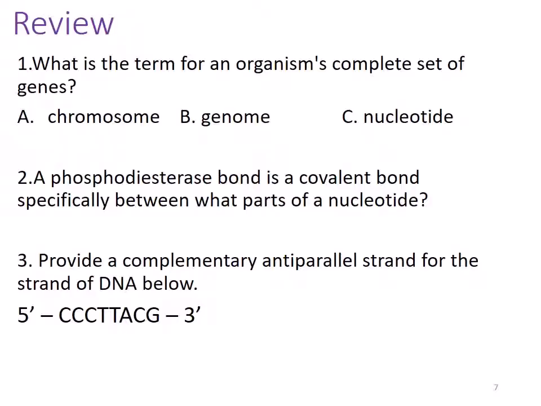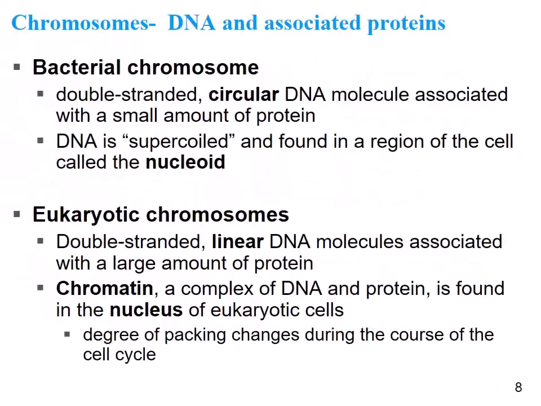And then provide a complementary anti-parallel strand for this strand of DNA below. If it's anti-parallel, that one is written 5' to 3', so our strand would need to be written from 3' to 5'. And then we have CCC, and G pairs with C, so it would be GGG. And then A pairs with T, so we would have AA, and then A would pair with T, so we'd have a T, and then we'd have a G, and then we'd have a C. So it would be GGG, AATGC.